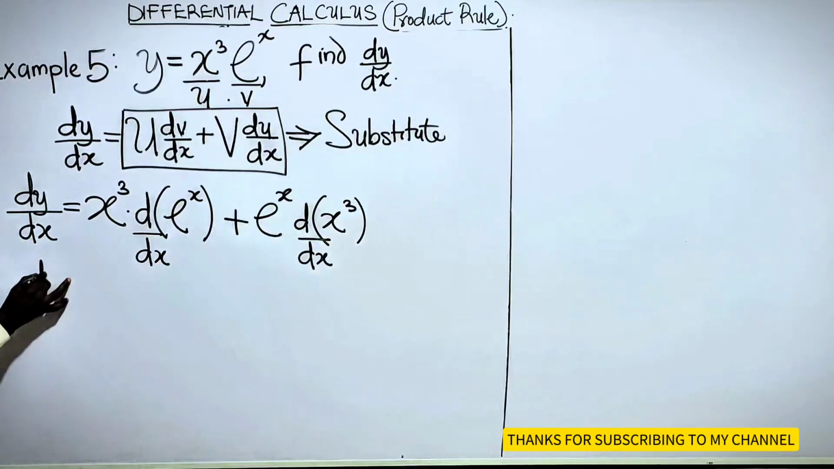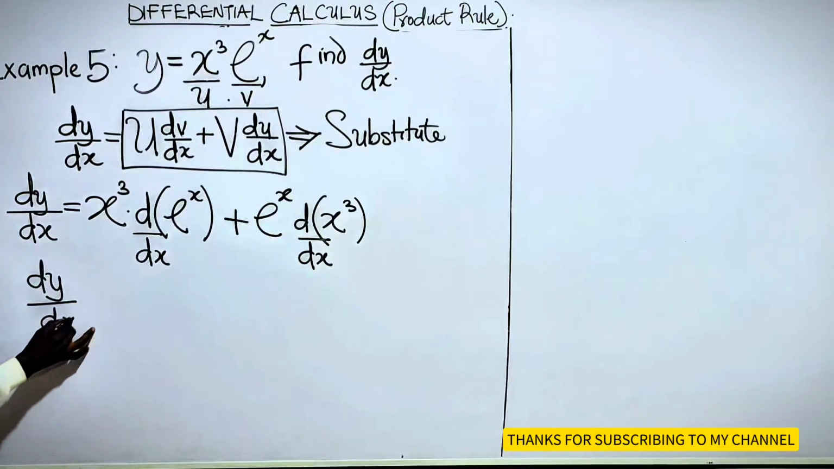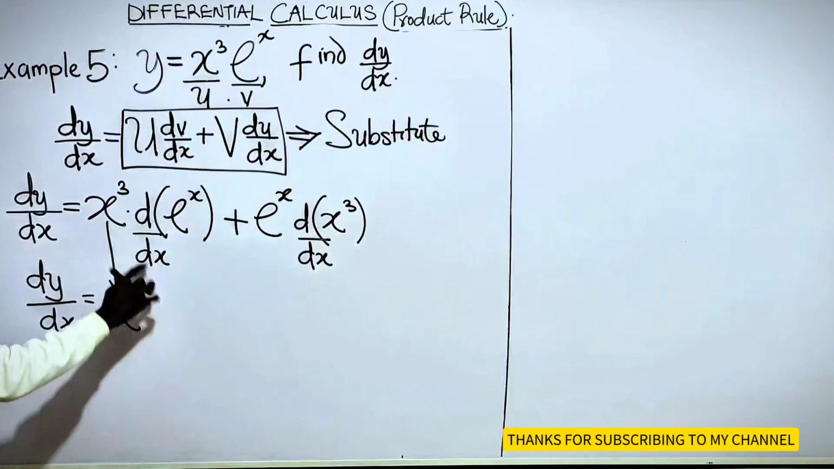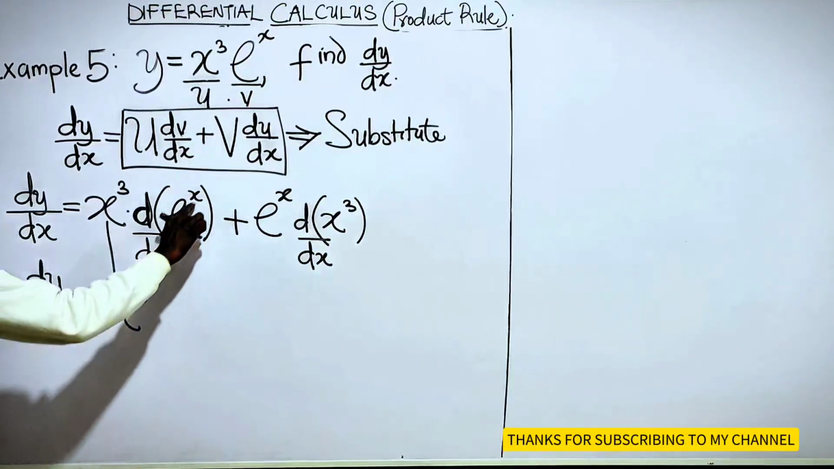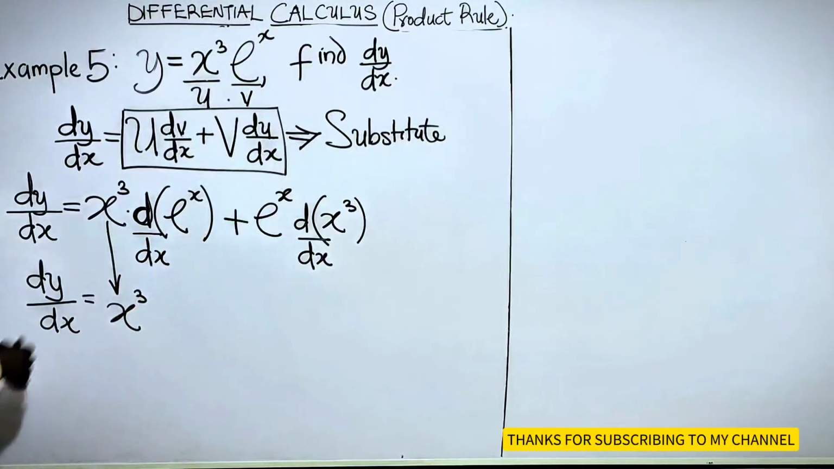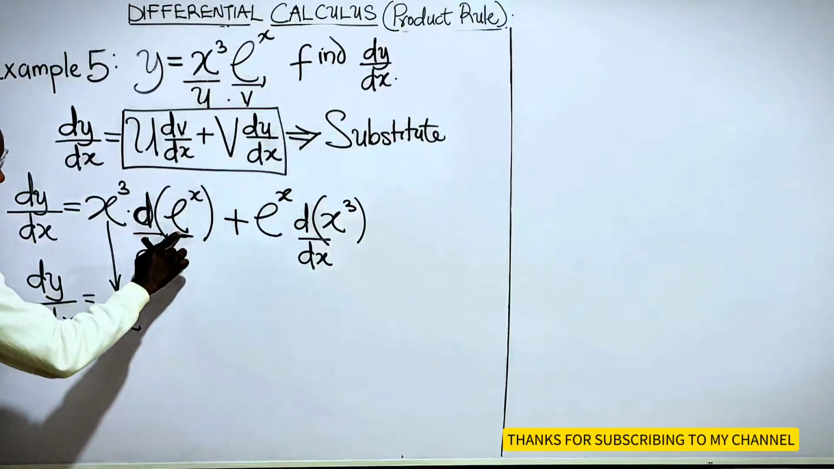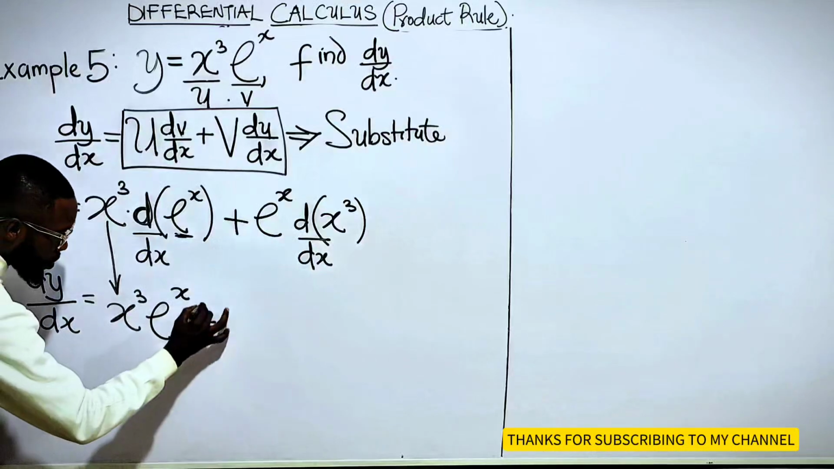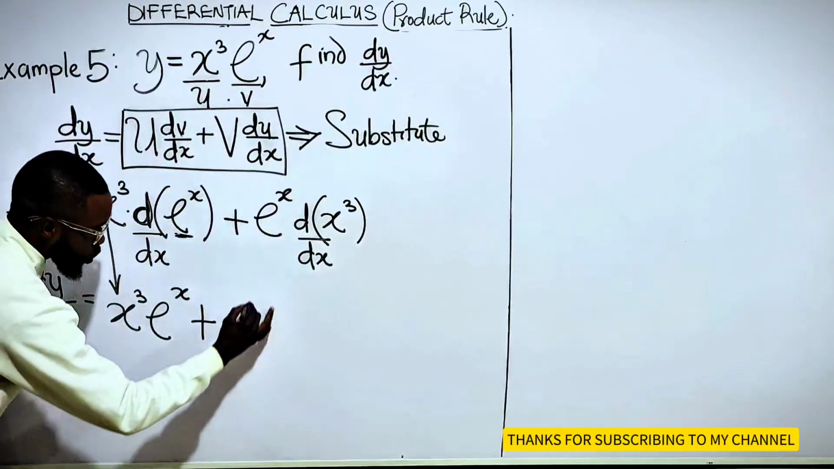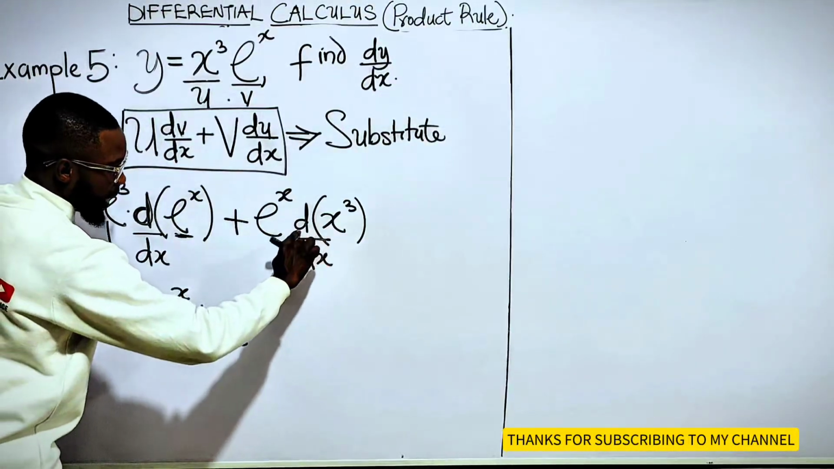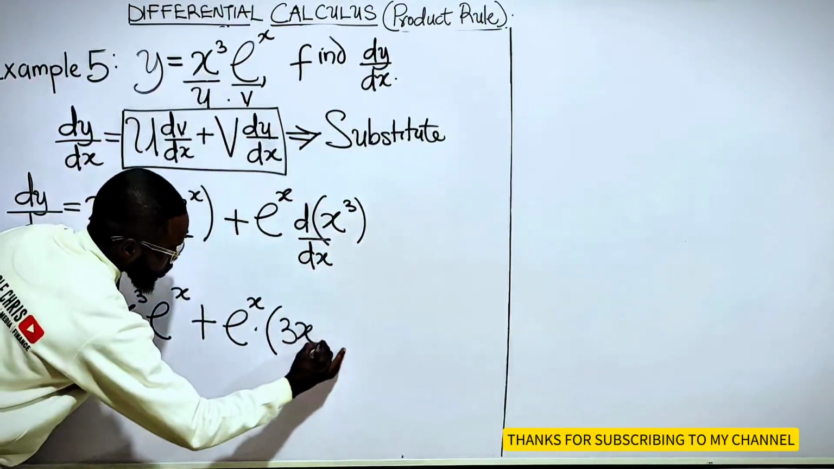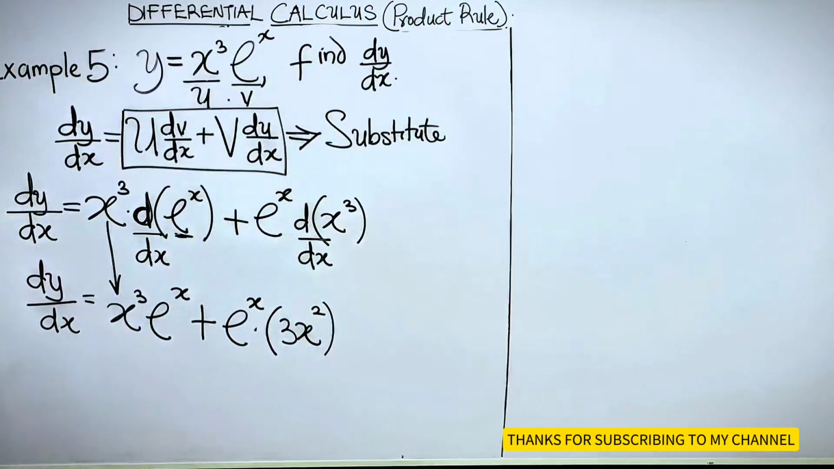To solve further, our dy over dx will be: leave this value, don't touch it, x raised to power 3, and then differentiate e raised to power x with respect to x. And if we are differentiating an exponential function, it is the same thing. Don't touch it. When you differentiate an exponential function, you also get an exponential function. That's how it works. Plus, leave this guy here, e raised to the power of x. If we differentiate x raised to the power 3, we are going to get 3x raised to the power 2. Right? Very simple.